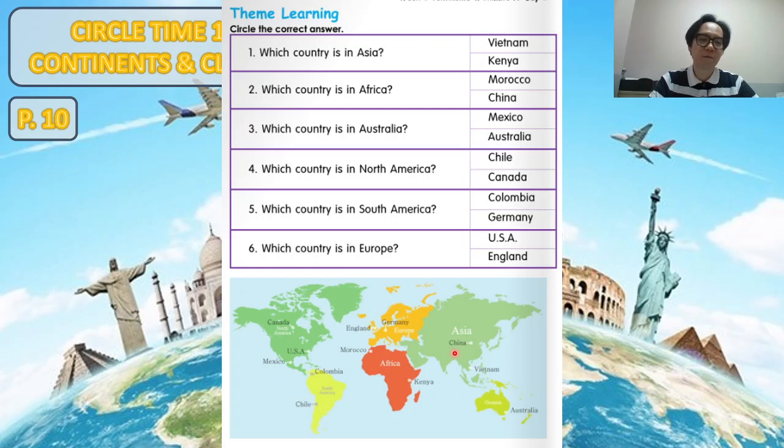But there's something very peculiar. Peculiar means strange. If we look down here, we see Australia is in black, but there's a different word that is in white. It says Oceania. What is that? It's Oceania.